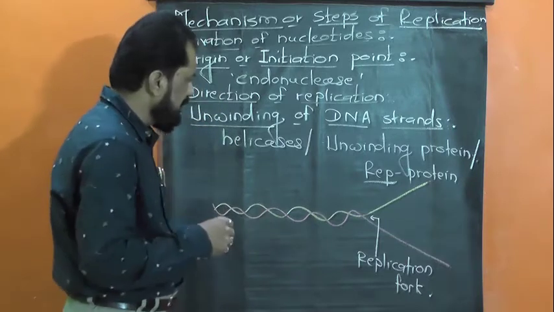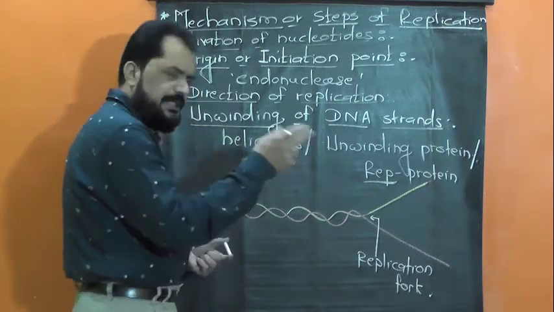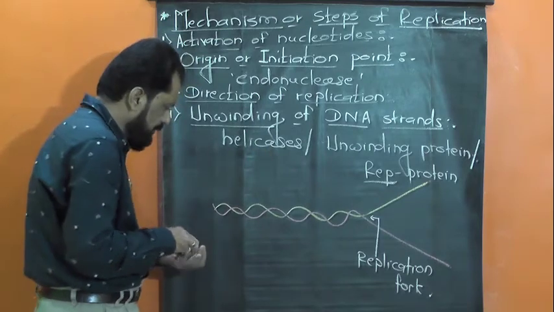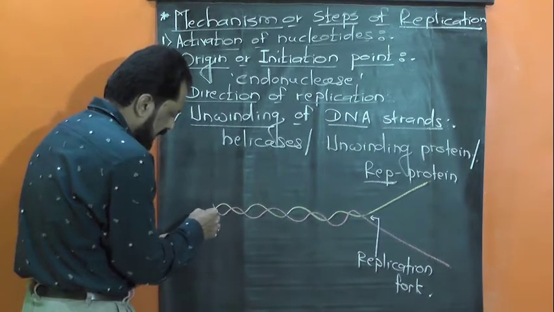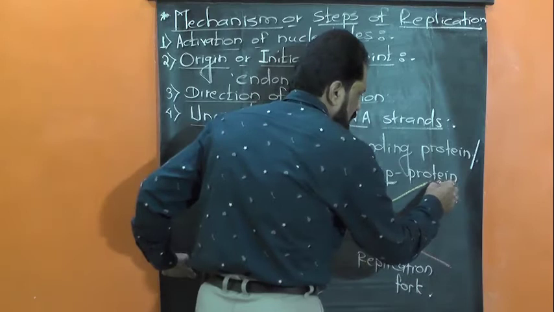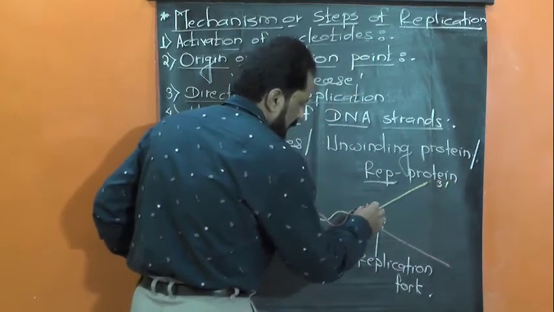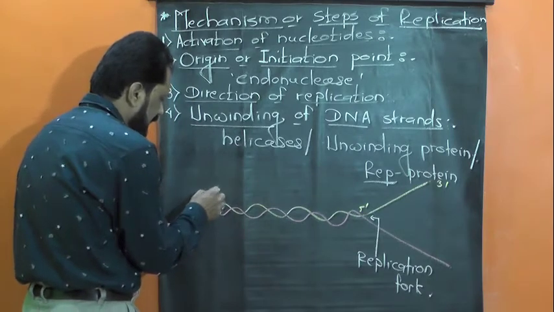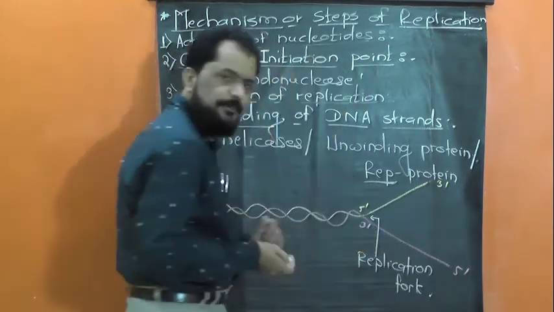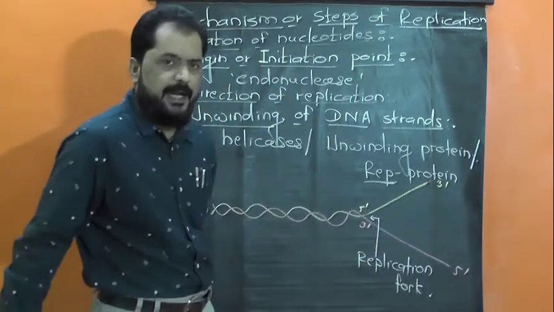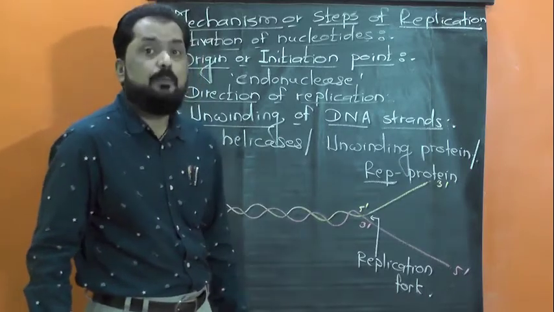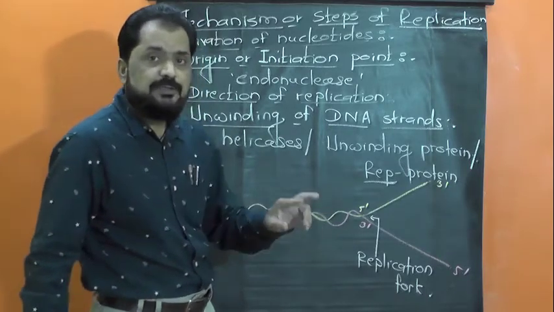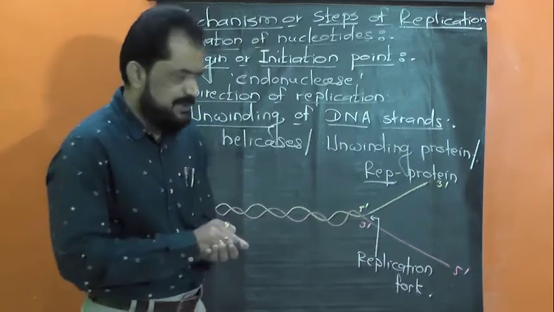We know that the DNA has two anti-parallel strands. So suppose this yellow strand has direction 5' to 3'. Here I am going to write, suppose 5' to 3', and this pink strand has 3' to 5'. Okay. Now this both strand acts as the template or mold strand on which the new strands are synthesized.